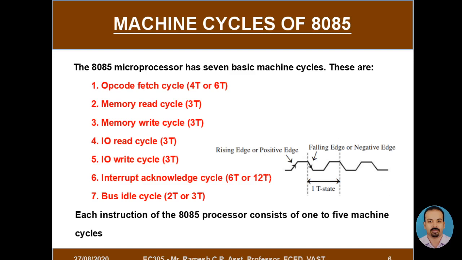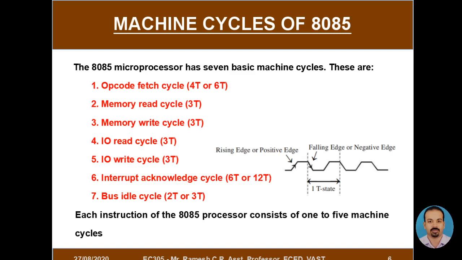Okay, and the two other basic machine cycles which are rarely used are the interrupt acknowledge cycle and the bus idle cycle, which are the basic machine cycles that have to be explored when we move further into the depth of designing microprocessor based systems. So as per our syllabus we need to explore only the first five basic machine cycles.